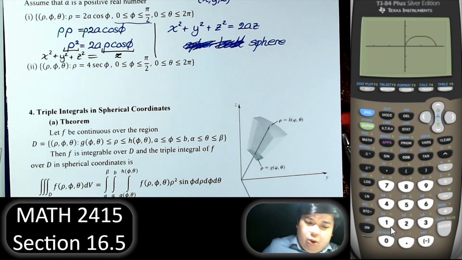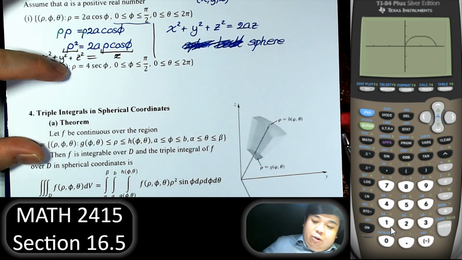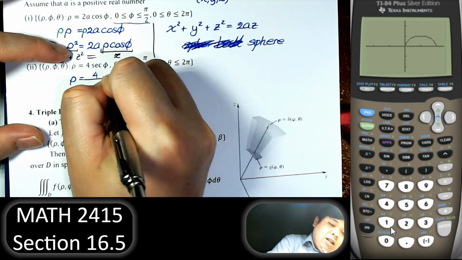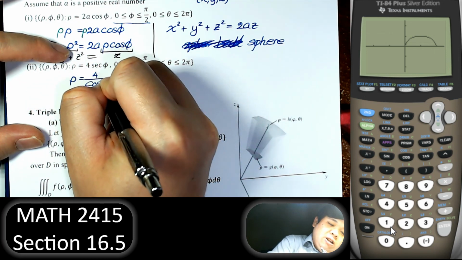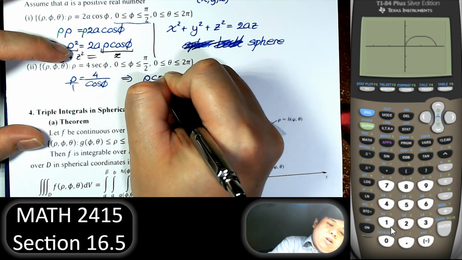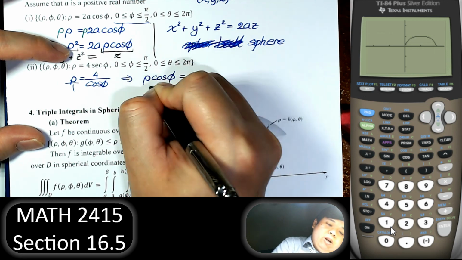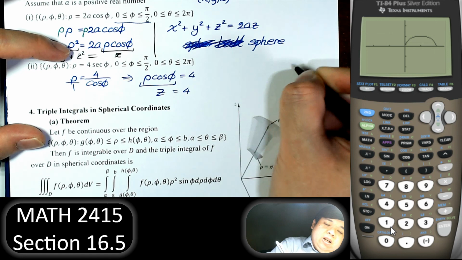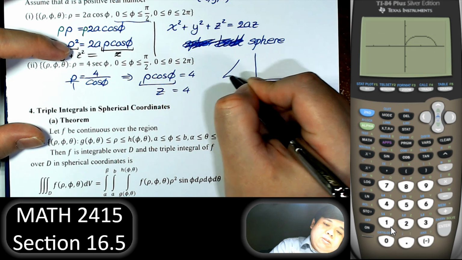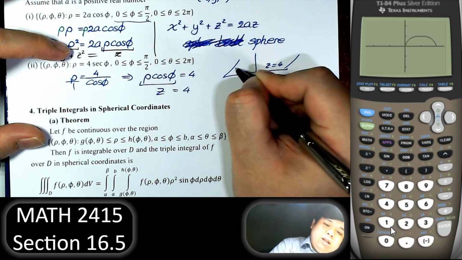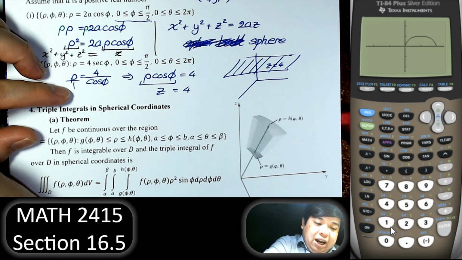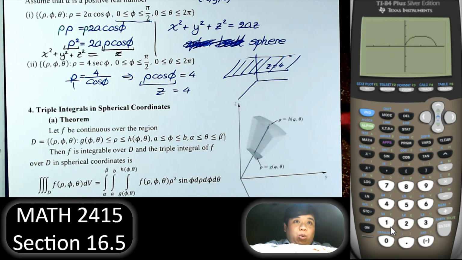Right, anyway, not important. Right, here we have rho equal to 4 secant phi. Secant is 1 over cosine. Cross multiply, we have rho cosine phi equal to 4, and that is of course z. So we have the equation z equal to 4. And here we have the angle from 0 to pi over 2. So actually this will extend forever.